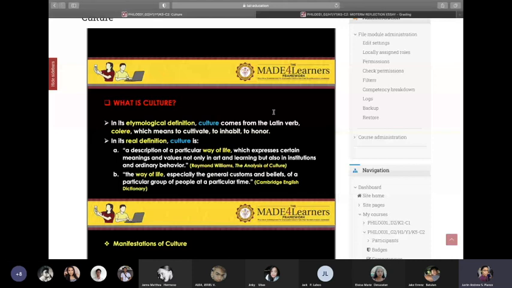And then in its real definition, we have these definitions of culture from various sources. First, culture is a description of a particular way of life which expresses certain meanings and values not only in art and learning, but also in institutions and ordinary behavior. Second, culture is the way of life, especially the general customs and beliefs of a particular group of people at a particular time. So in this real definition, we have the genus of culture. Culture is a way of life.